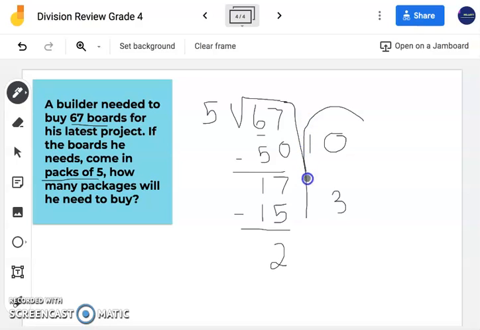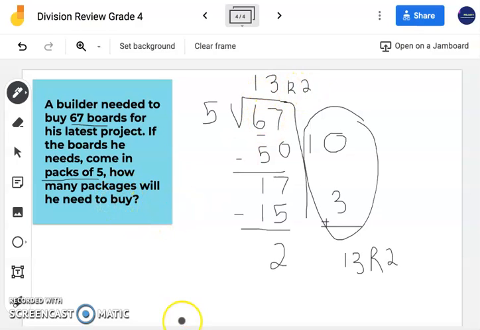My final step is just to add everything on my side. I have 10 plus 3, which is 13. And we can't forget to include my remainder of 2. So now I did my division here. I'm getting a quotient of 13. I'm getting a remainder of 2. But as we know, when we have a word problem, we always have to go back and read it. It says, how many packages will he need to buy?